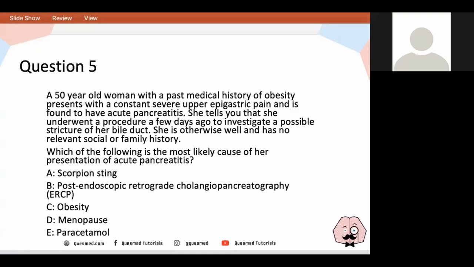So now we have a 50-year-old woman who presents with a past medical history of obesity, and she has severe, constant upper epigastric pain, and she's been given a diagnosis of acute pancreatitis. She tells you that she underwent a procedure a few days ago to investigate a possible stricture of her bile duct, and she's otherwise well and has no relevant social or family history. Which of the following is the most likely cause for her presentation of acute pancreatitis?